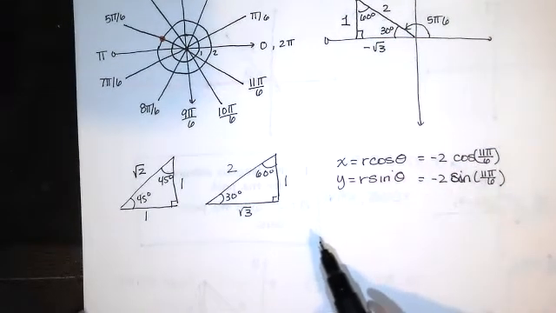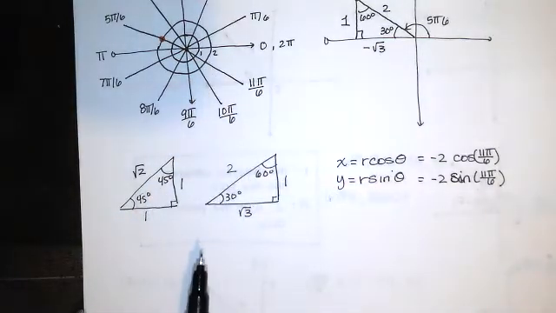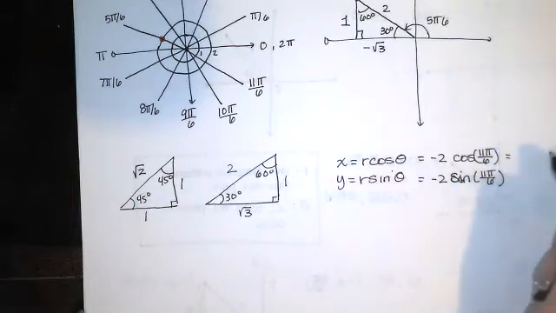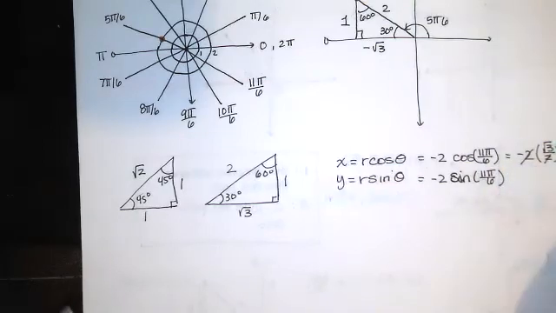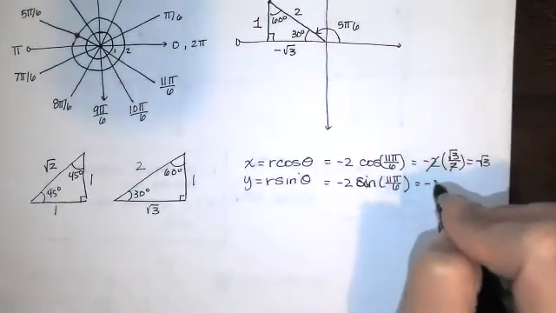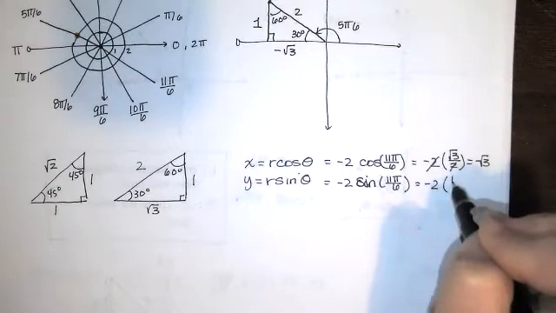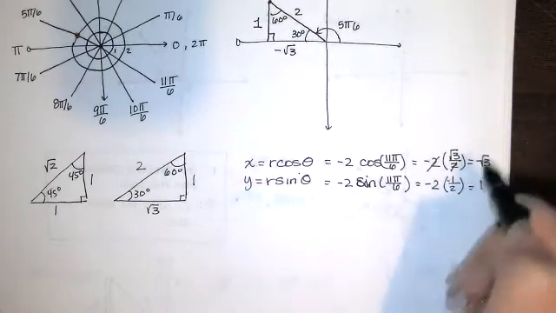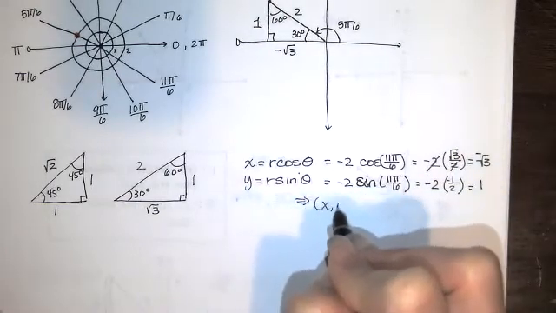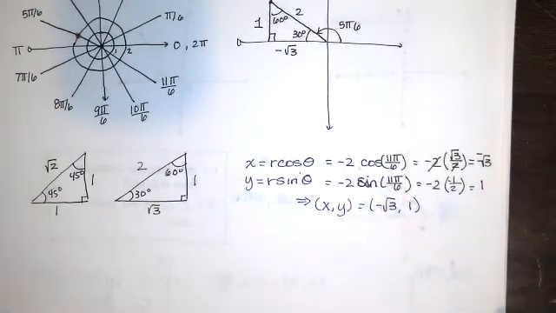Okay. Now for 11 pi over 6, cosine is positive. So we're going to get -2 times a positive square root of 3 over 2. The 2's reduce and we get -√3. And at pi over 6, the sine is negative. So we have a -1/2 there. And a -2 times a -1/2 is a +1. So our xy pair, just through substitution, is -√3 and 1.